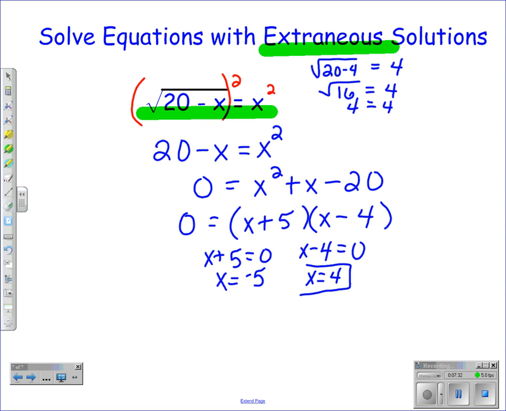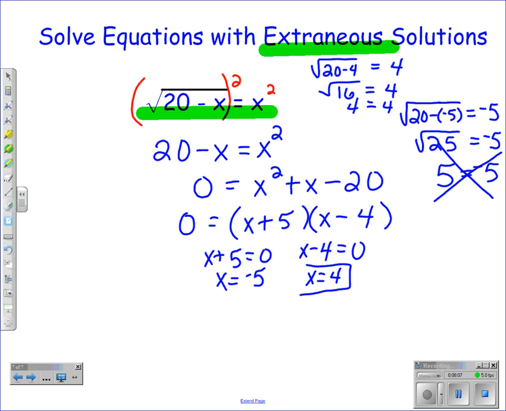Let's put the other answer in, the negative 5, and that gives us the square root of 20 minus a negative 5 equal to a negative 5. 20 minus negative 5 is the square root of 25 equals a negative 5. We cannot take the square root of a number and get just a negative. We're not solving for an x in this equation. We are just simplifying. And so we cannot come up with the square root of 25, which is 5, equal to a negative number. This is a false statement. Therefore, we throw x equals negative 5 out as one of our answers.